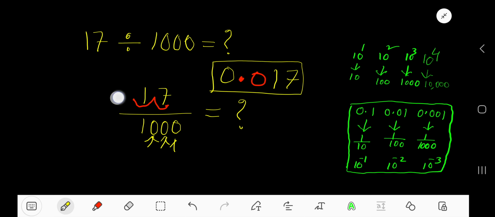Look, here the dividend is 17, but our quotient is 0.017. Which is greater? Of course, the dividend 17 is greater than the quotient. Actually, division means repeated subtraction, and in repeated subtraction, the value of the dividend will be decreased. This is the proof.